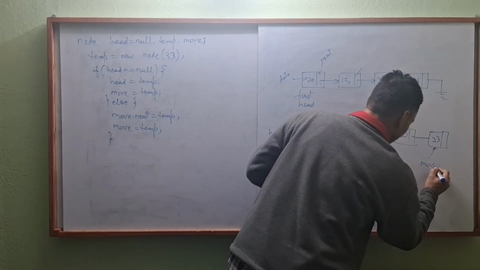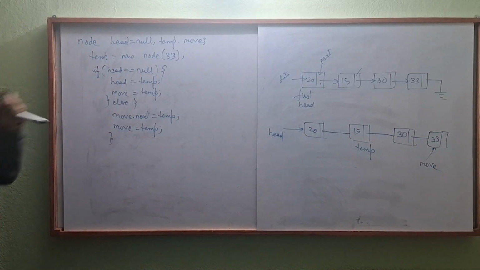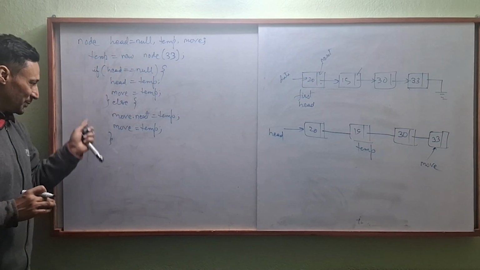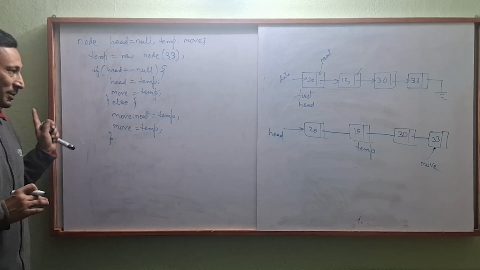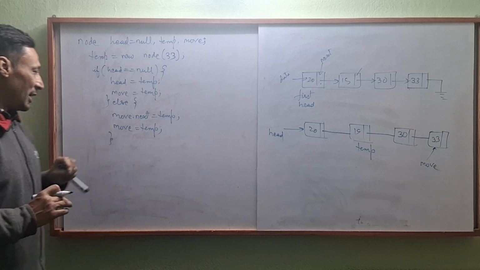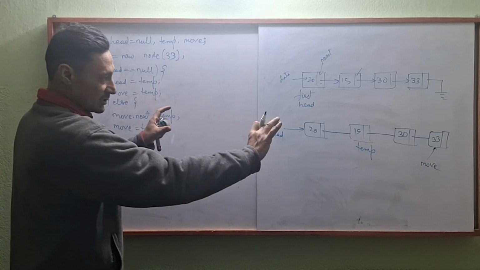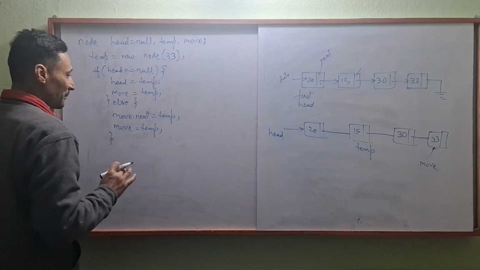Okay. So in this way we can create a linear linked list. This is a very, very simple logic. You just have to remember a few lines. It is very easy to remember. Okay. So in this way we can create a linear linked list. Now if you want to display the content of the linear linked list, how to display? Now let's see.